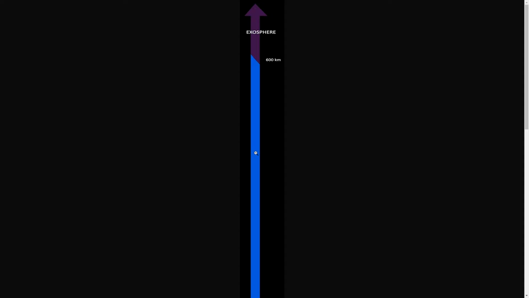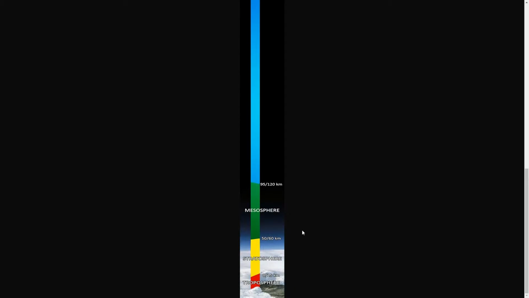The density of the air is very, very low. Not a lot of molecules bouncing around out there. The majority of the molecules, due to the force of gravity, are found down here in the troposphere.